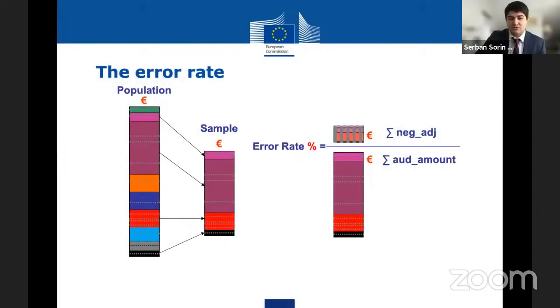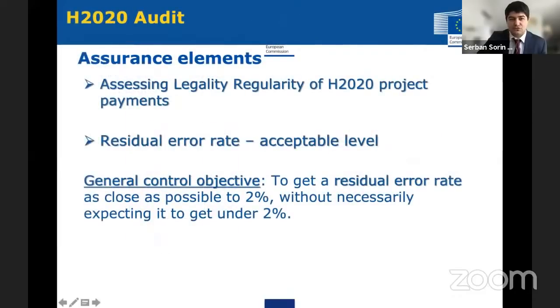Quickly, just for you to have an idea about how the error rate is calculated. From the whole population of grants, a sample is drawn and audited. Based on the results of the audit findings of this sample, there will be an error rate calculation by dividing the sum of the negative adjustments by the sum of the audited amounts. This is just for you to have an idea of what the purpose of all this is.